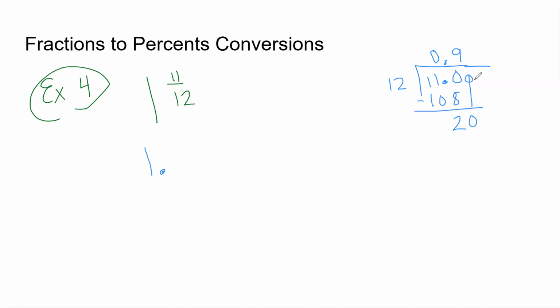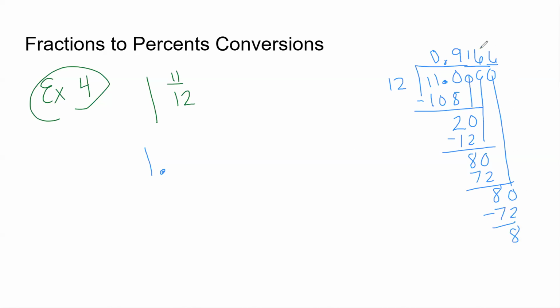0, drop down 1 time. 8. 12 into 80 goes 6 times, which is 72. This might be repeating. Let me check this. Yep, it's going to keep repeating. Oops, because that's an 8. So if I put a 0, 12 into 80 goes 6 times, which is 72. And then that's going to be 8. And so this 6 is going to repeat. Okay, so our decimal is 1, because you just keep the whole number, .916 repeating. That 6 is just going to keep coming and coming and coming.